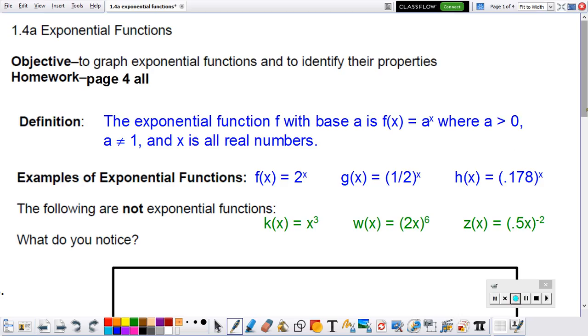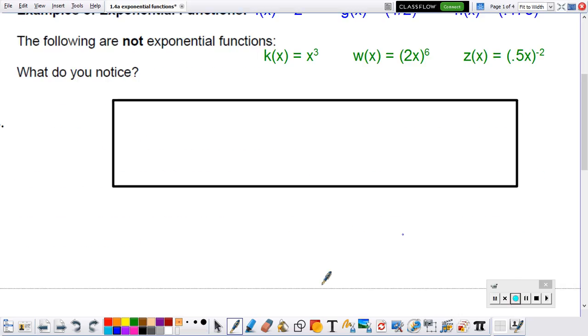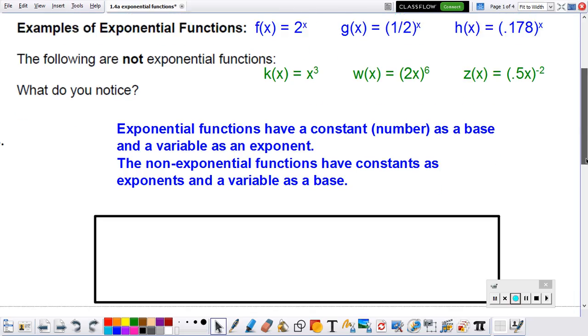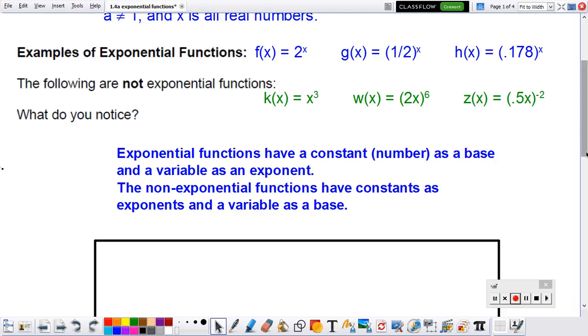So hopefully what you noticed is that the exponential functions have a constant, a number, as a base, and a variable as an exponent. And the non-exponential functions have constants as exponents and variables as bases. The first two are actually polynomial functions, and then over here, because it's a negative exponent, we have a rational function. So we are going to explore some of the characteristics of exponential functions.